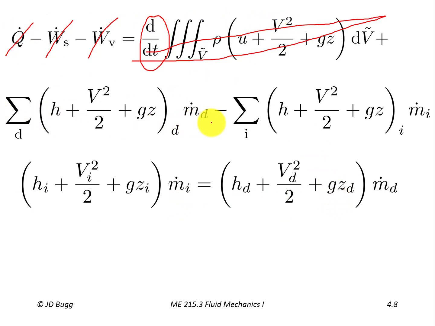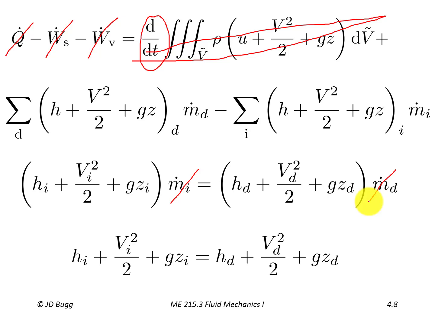We can drop the summations because we only have one of each. So we have this term at the inlet and that term at the exit. And we can cancel off these mass flow rates, because if we have steady flow and we have only one inlet and one discharge, the mass flow rate at the inlet and discharge have to be the same. So we can cross that off, and then we can get rid of the parentheses just to clean it up a little bit.